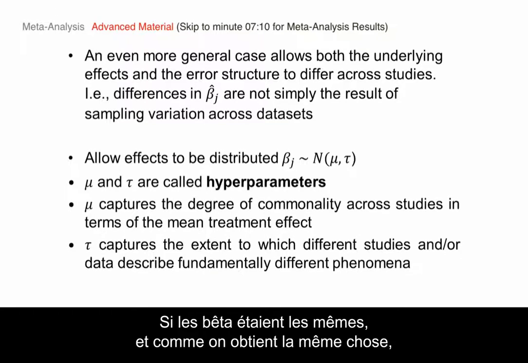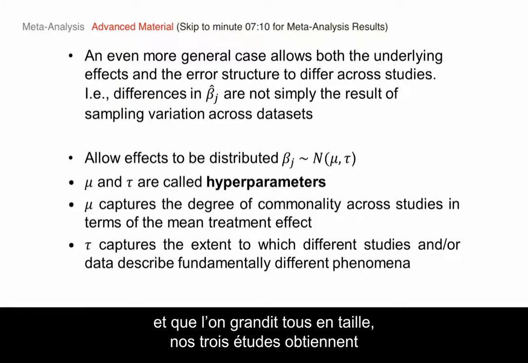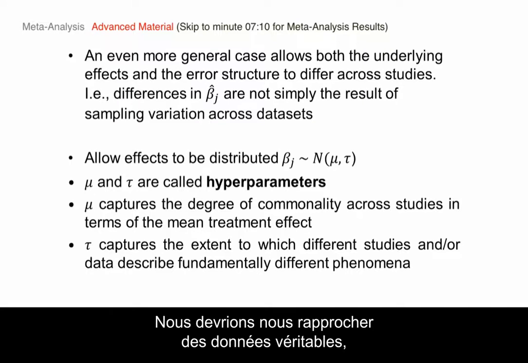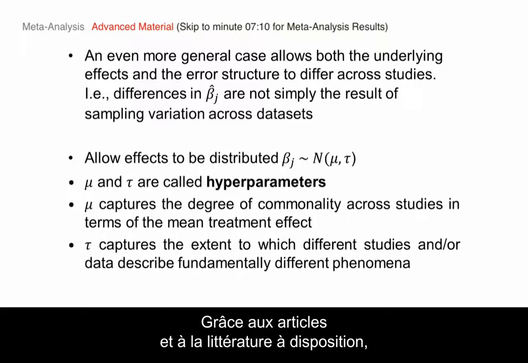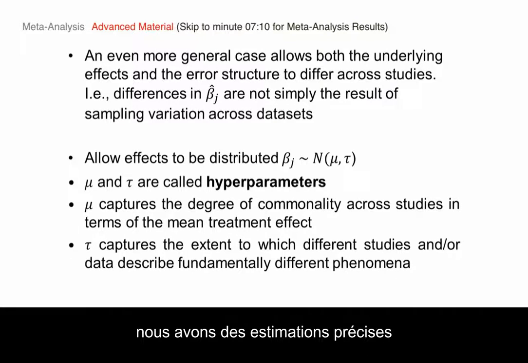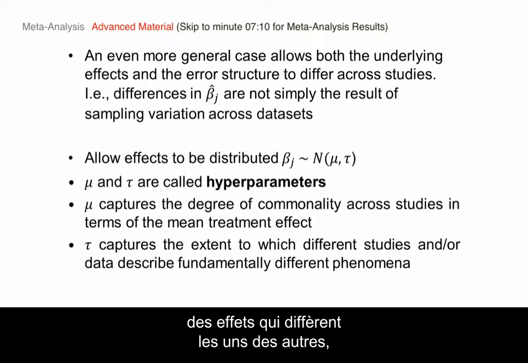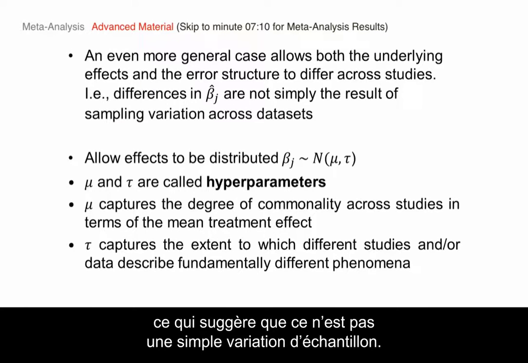If betas are the same, then as all of our 3 studies grow in size, and we get more and more data, we should be getting closer and closer to the true beta. All of our estimates should be converging as well. So the fact that there are literatures where we have really precise estimates of effects that differ from each other suggests it isn't just sampling variation.